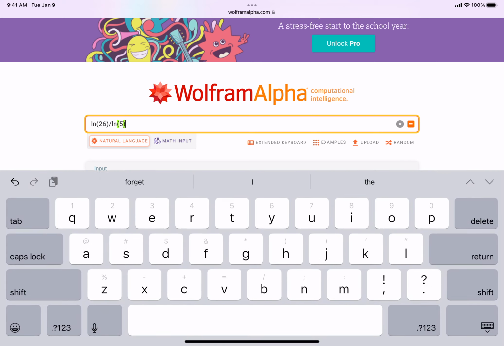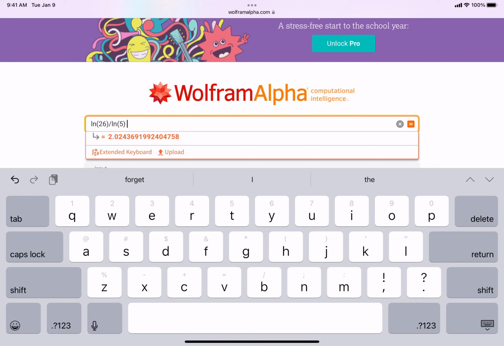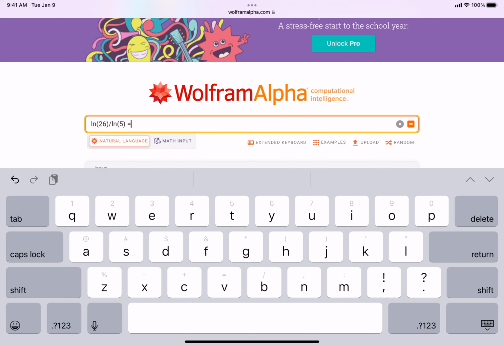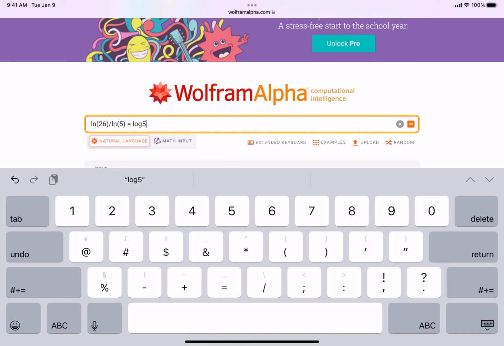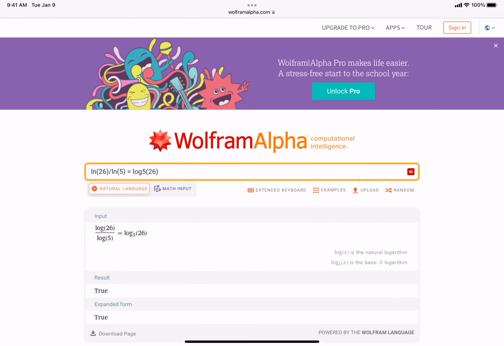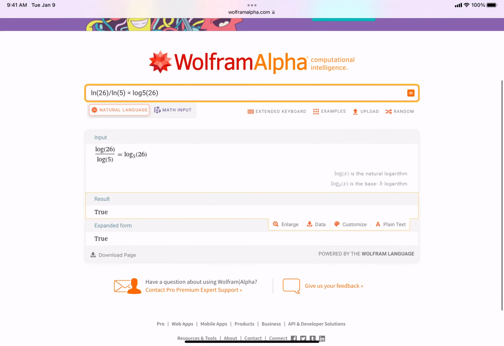So just to show you that this is true, we can get Wolfram Alpha to evaluate the truth value of log base 5 of 26. Let's see if it likes that. All right, I go true. Hell yes. Okay. That's what we wanted to be true, right?